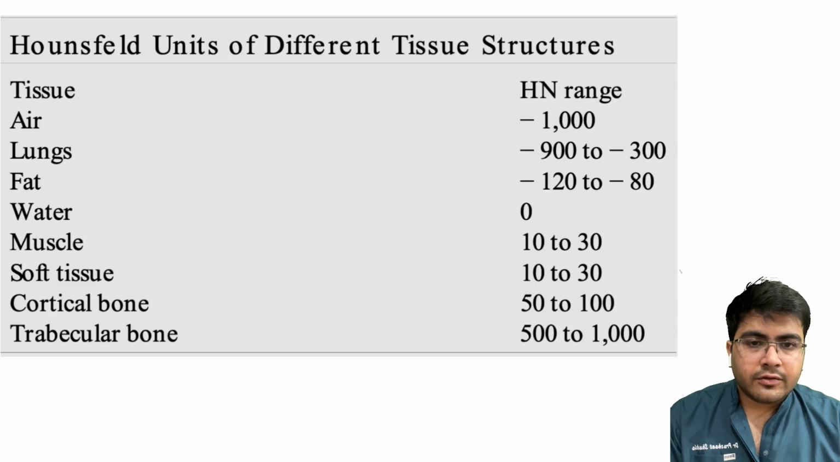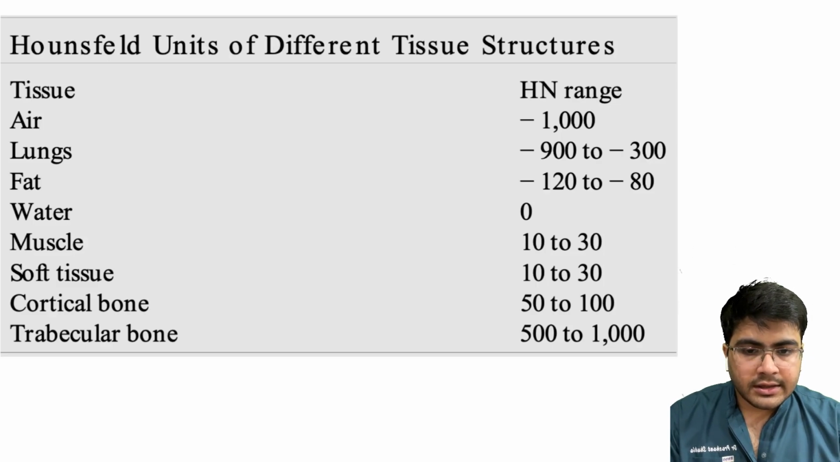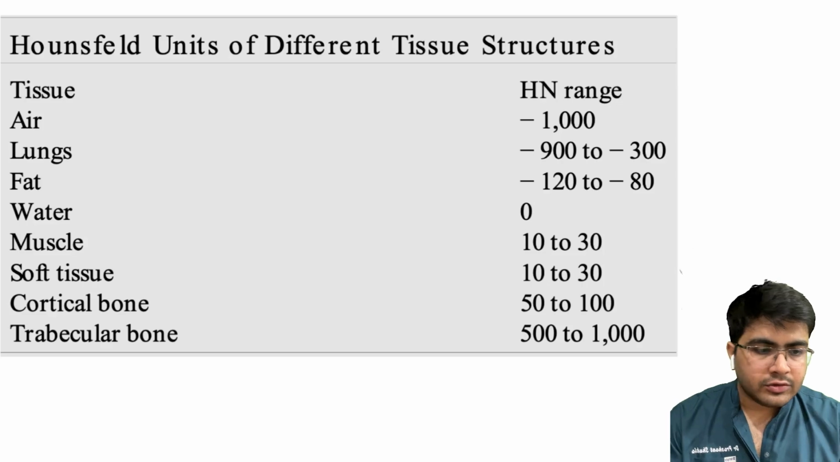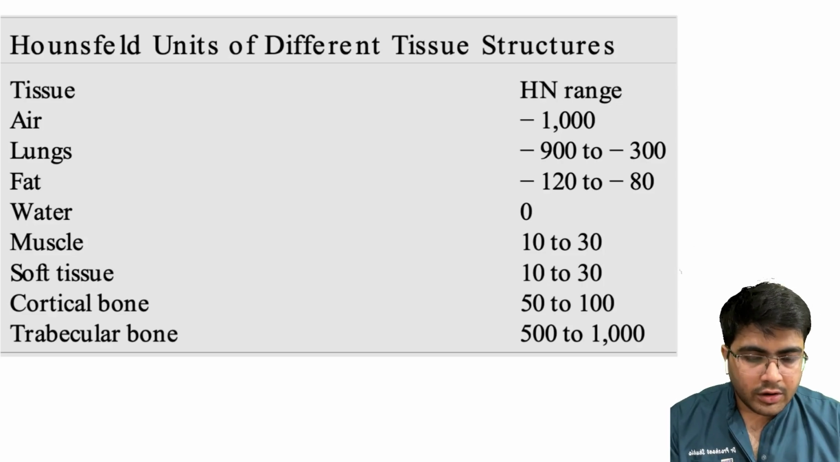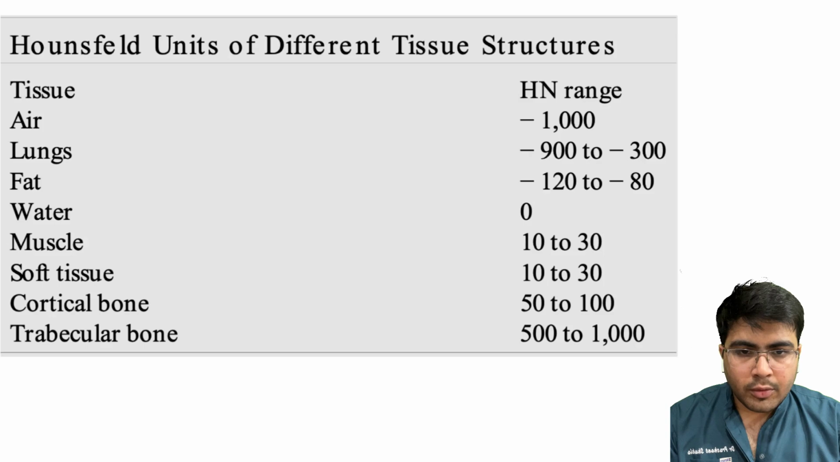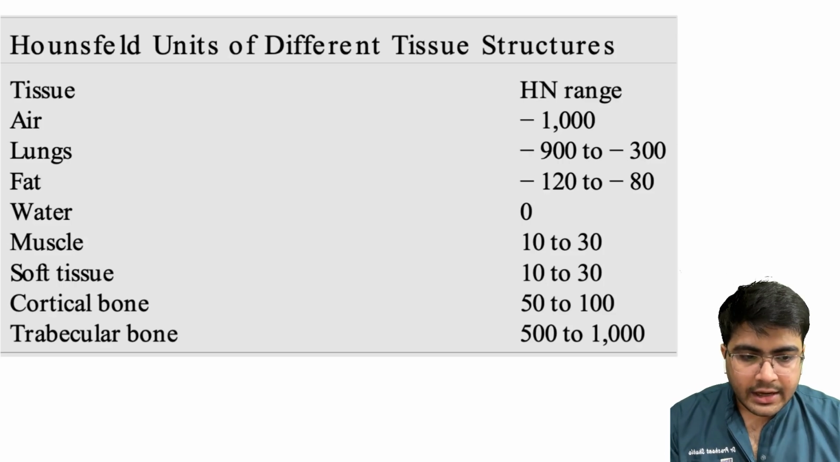So the whole basis of CT imaging is the concept of Hounsfield units. Okay, so we have imparted air a Hounsfield unit of -1000, water as 0, and the bone, that is the trabecular bone, around 500 to 1000. So this is the range of Hounsfield units. Now coming to the lungs, the Hounsfield unit is around -900 to -300. Fat is -120 to -80, muscle is 10 to 30, soft tissue 10 to 30, and cortical bone 50 to 100.